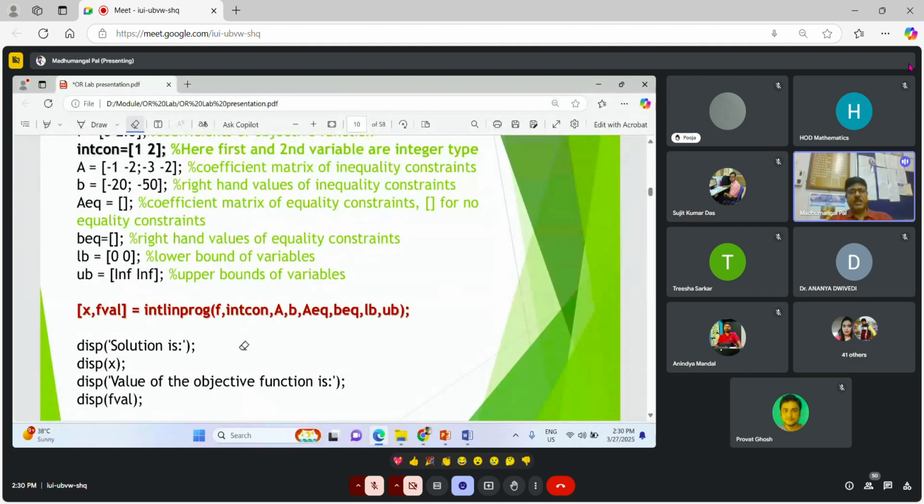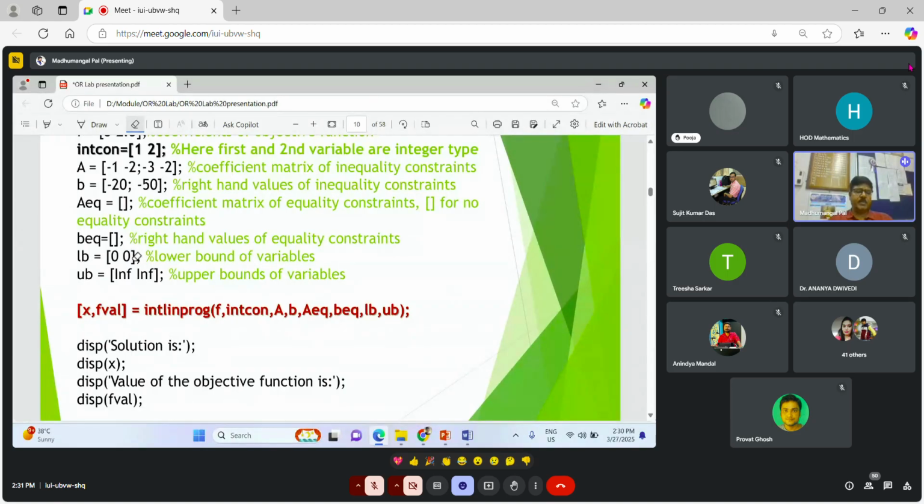What are the parameters? f, and the second parameter is the vector representing the integer variables, intcon. A is the coefficient matrix for the less than or equal to constraints. b is the right hand vector for the less than or equal to constraints. Aeq is the matrix for the equality constraints. beq is the right hand vector for the equality constraints. lb is the lower bound and ub is the upper bound.